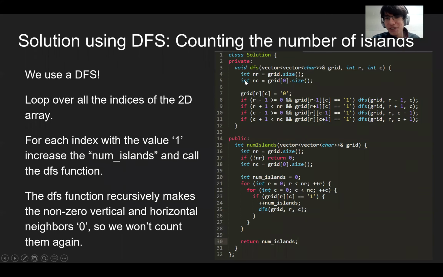So here's the solution using DFS. We're counting the number of islands. So we use the DFS, loop over all the indices of the 2D array. For each index with value 1, increase the number of islands and call the DFS function. So anytime we find a 1, we call DFS starting from there, and it's going to recursively make the non-zero vertical and horizontal neighbors 0, so we don't count them again. And it's going to basically find everything in that connected component and set them to 0, right?